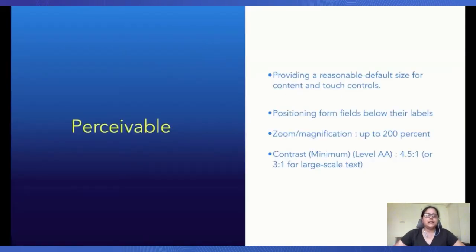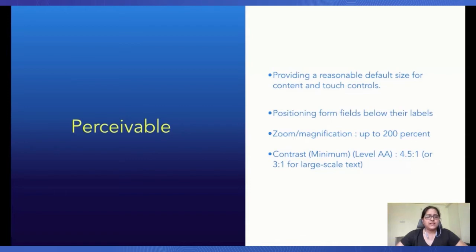So let's start with the first of the 4 principles, being perceivable. Small screen sizes limit the information people can view at a time when they need magnification to view it. So let's start with providing a reasonable default size for content, so people using screen readers don't have to keep on zooming in and out to view content. We can position form fields below their labels so that people don't have to scroll horizontally for accessing content.